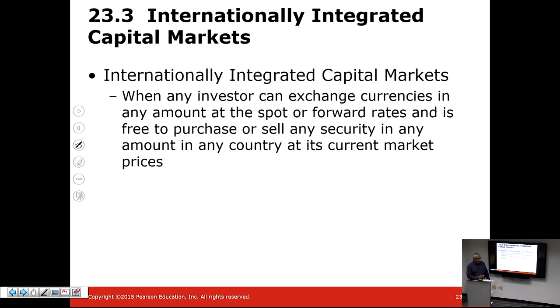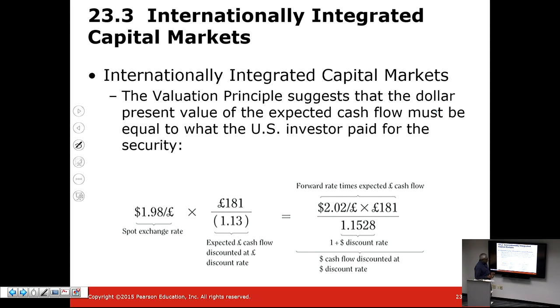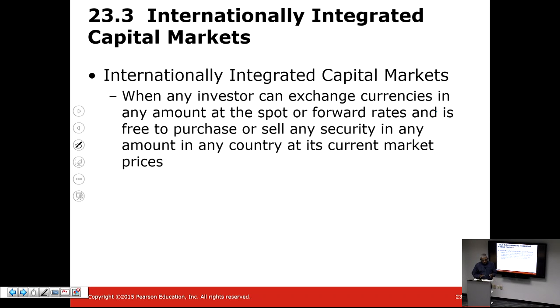Section 23.3 is about internationally integrated capital markets. To explain this part, I'm going to refer to the problem outlined on page 712. It says you are looking at a share of a British company, Vodafone, that is expected to have a value of £181 a year from today.